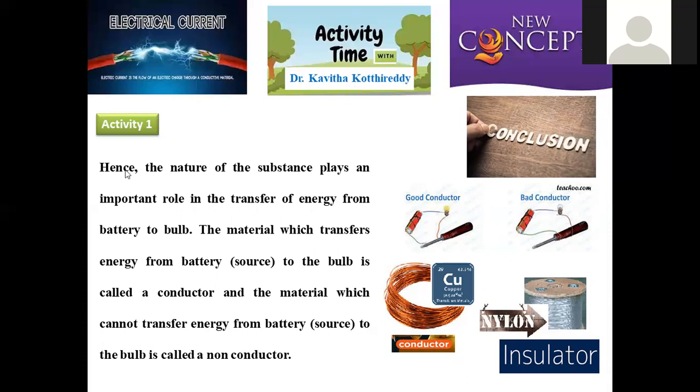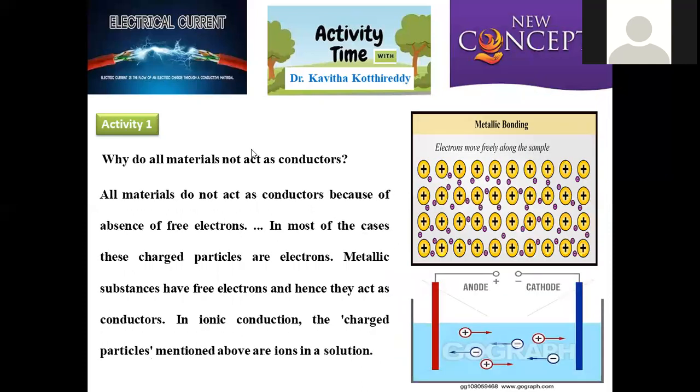This is the activity which is performed based on the conduction of current and how the bulb glows by taking the set of required components. And why do not all materials act as conductors? When copper was taken, the bulb is glowing. When nylon was taken, the bulb is not glowing. What could be the reason for that?